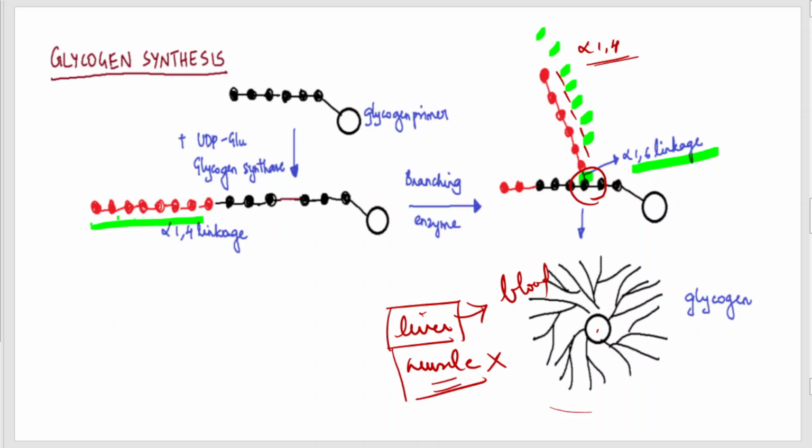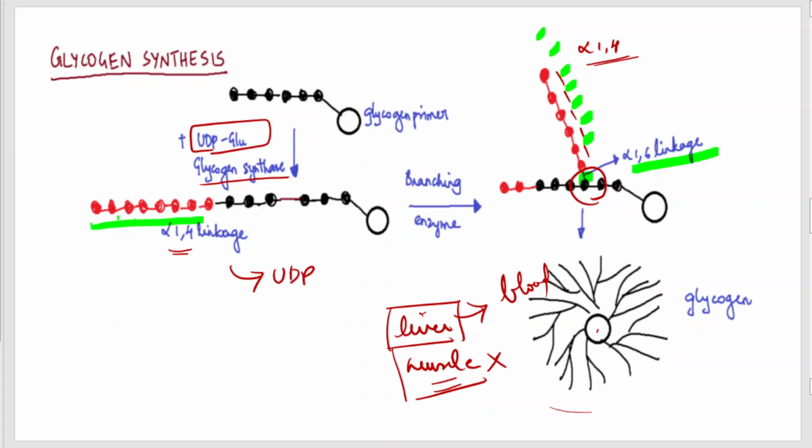So what are the 3 steps involved in glycogen synthesis? First step is you have to activate the glucose, forming UDP glucose. So the active form of glucose is UDP glucose. After which, UDP glucose, with the help of the enzyme glycogen synthase, attaches the glucose residues to the glycogen primer, forming alpha 1,4 glycosidic linkages. UDP is released in this reaction.